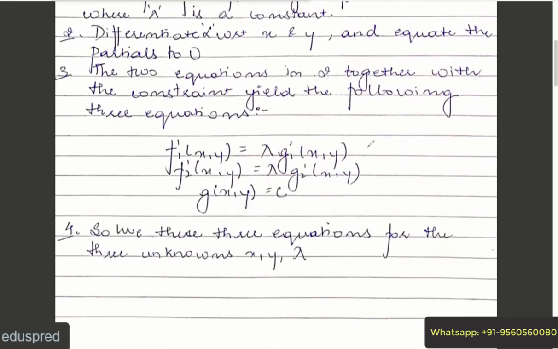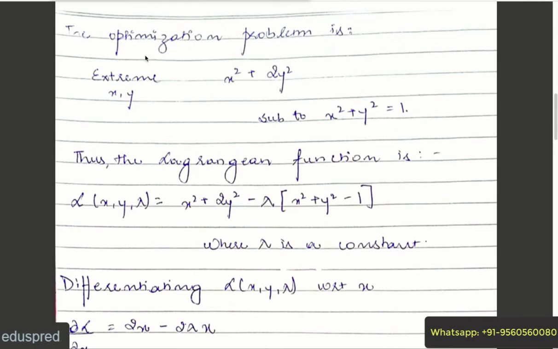So you will get these three equations where f1 prime (x,y) is equal to lambda g1 prime (x,y), f2 prime (x,y) is equal to lambda g2 prime (x,y), and g(x,y) is equal to c. Now, lastly, we have to solve these three equations for three unknowns x, y and lambda. So here you have three equations and three unknowns which can be easily solved. Thus, our optimization problem is extreme value of f(x,y). I am not writing maximum or minimum here because I am not sure whether I'll get the maximum value or the minimum value. So I am just writing extreme x square plus 2y square and subject to x square plus y square is equal to 1.